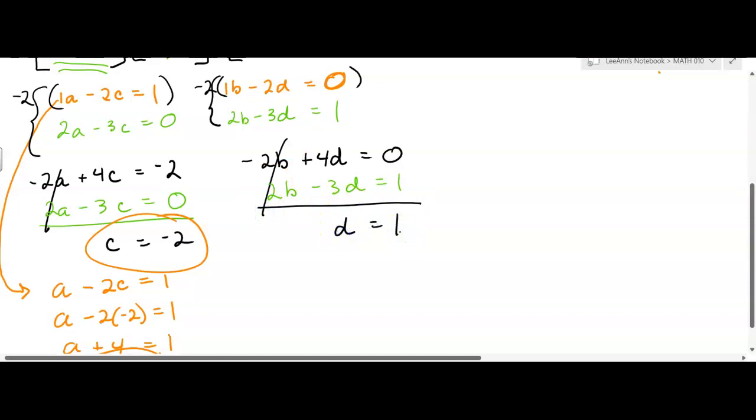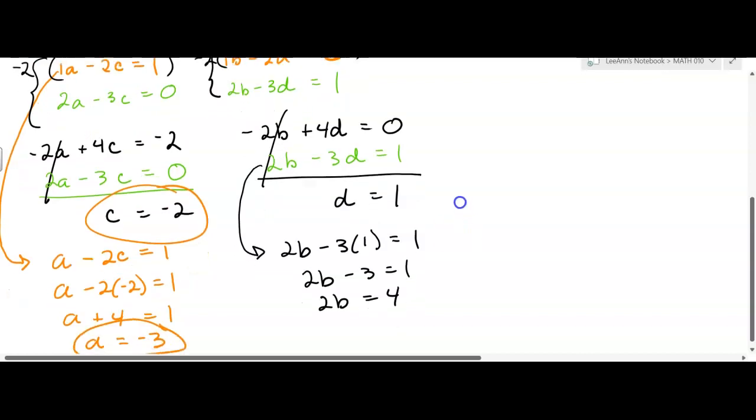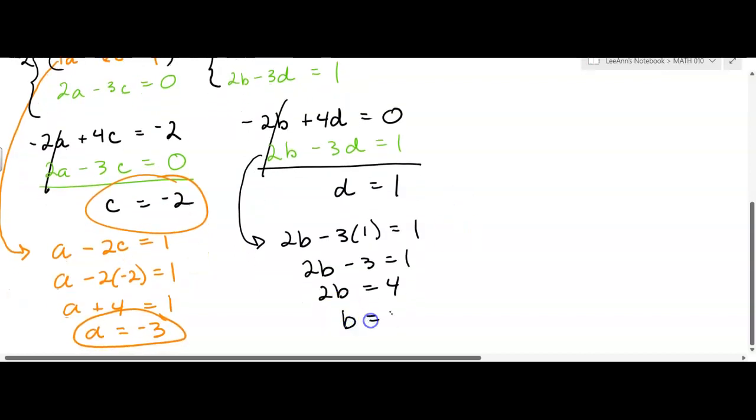Now you could have a lot of questions, like why did you eliminate the B's? Why not the D's? You could have done the D's. That would have been fine. You're just solving the system of equations. These are two equations with two variables like we did in 7.1, so you could go back and review 7.1 if you need to. So D equals 1. Pick an equation. I'll take the green equation this time. 2B minus 3 times 1 equals 1. So 2B minus 3 equals 1, 2B equals 4, and so B equals 2.